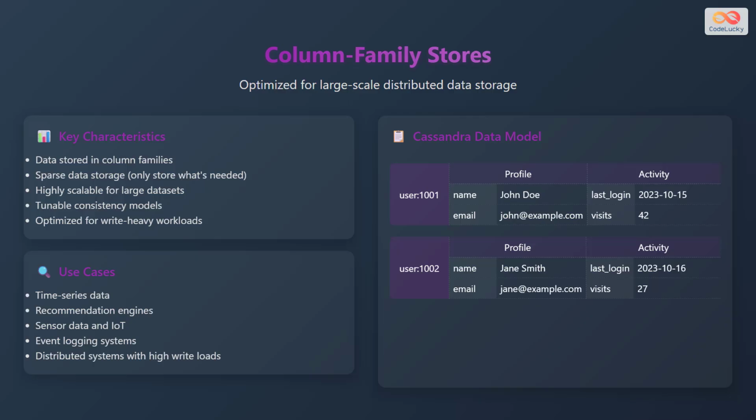Some use cases for column family stores include time series data, recommendation engines, sensor data and Internet of Things, event logging systems, and distributed systems with high write loads. Here is an example of the Cassandra data model. The data is stored in rows that have a key and multiple column families. Each column family contains columns with a name and a value.